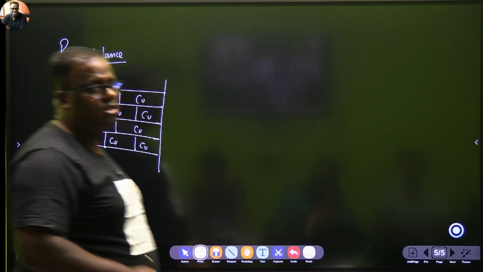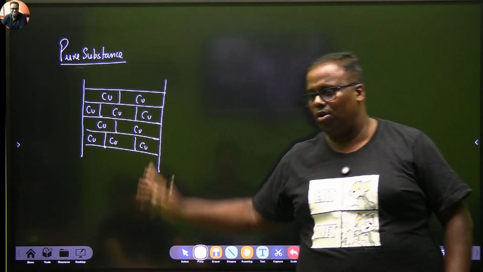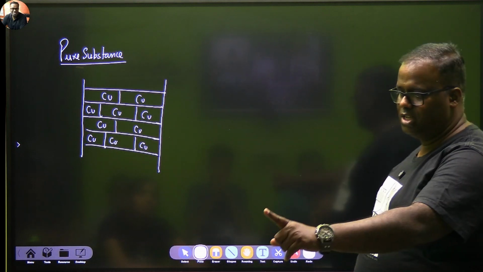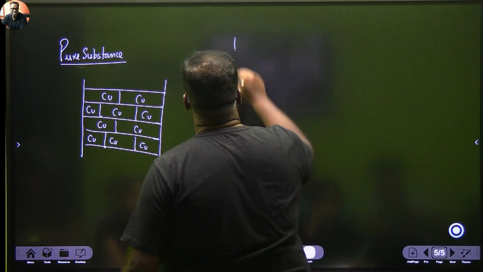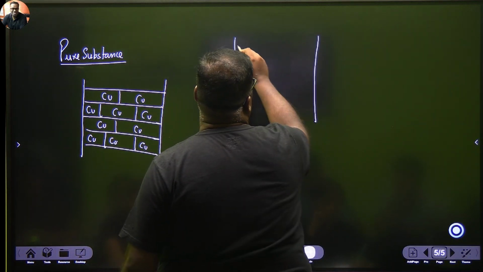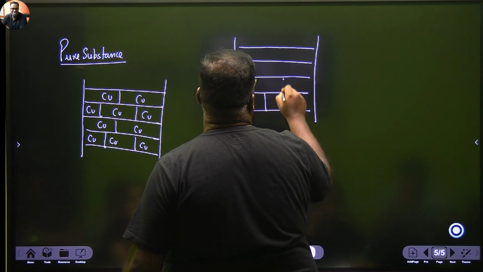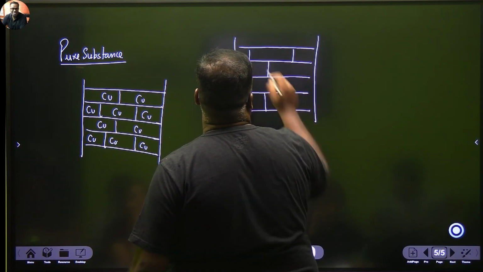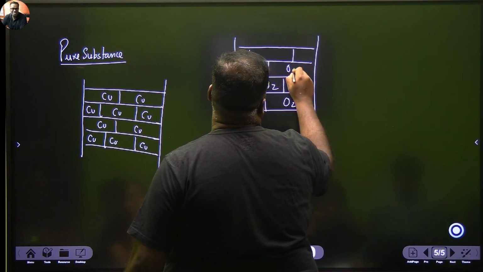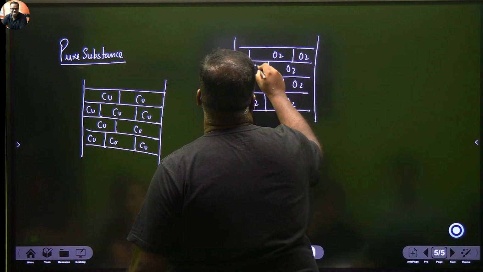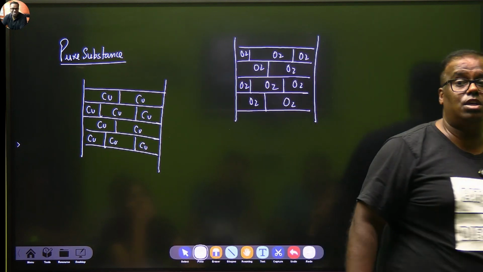What are these bricks? Atomic bricks. Are they all the same? Yes. Can it be called a pure substance? Yes, a pure substance has one kind of particle. This is a pure substance. My next wall is the oxygen wall. This wall is made up of oxygen molecules.